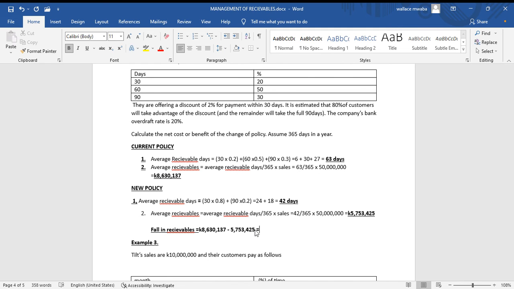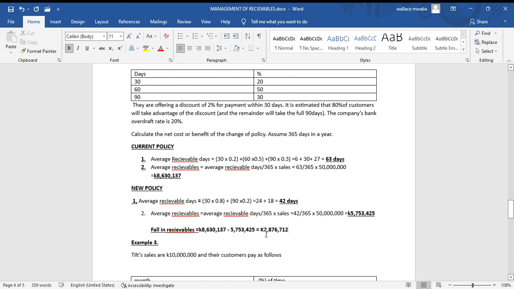So that's what the fall in receivables is. Don't think that it's a loss. No, not a loss. It's just that we don't want people owing us too much money. So 8 million minus 5,753,425, we get 2,876,712. That is our fall in receivables.